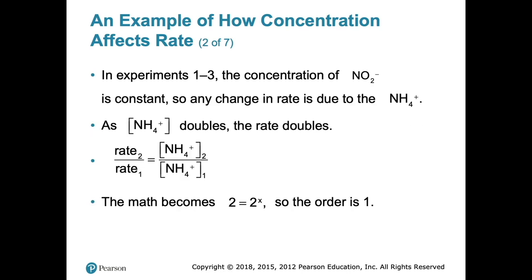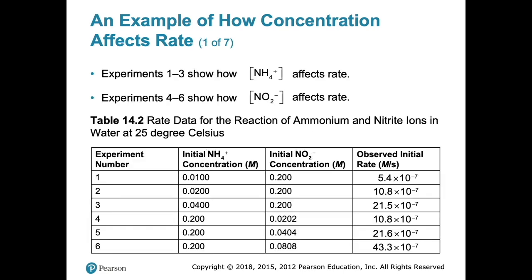Okay, so for experiments 1 through 3, the concentration of nitrite stayed the same. So any of the changes in the reaction is actually because of the change in ammonia. Reactions 1 through 3 were the ones where I doubled the concentration of ammonia every time. So you can say, for example, this here, the rate of the second reaction. Remember there are reactions 1 through 3. I wish this was on the same slide.